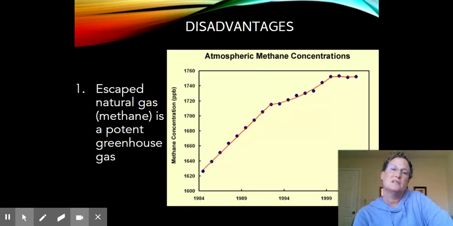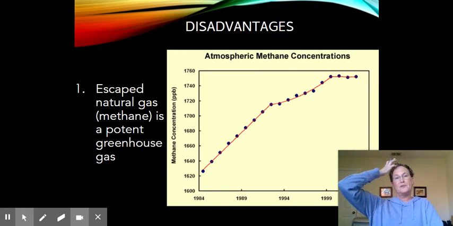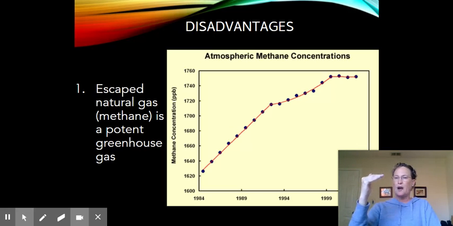So the disadvantages is that escaped natural gas, methane, is a potential greenhouse gas. So this is something you'll hear over and over again. But if you set CO2 as the heat trapping capacity of 1, methane is a heat trapping capacity of 25. So it's kind of like when you're thinking about global warming and thinking about it as a blanket around the earth trapping heat. You can think of CO2 as like a thin sheet, it traps some heat, but not tons. And then methane is like a wool blanket, a really cozy comforter that traps way more heat.